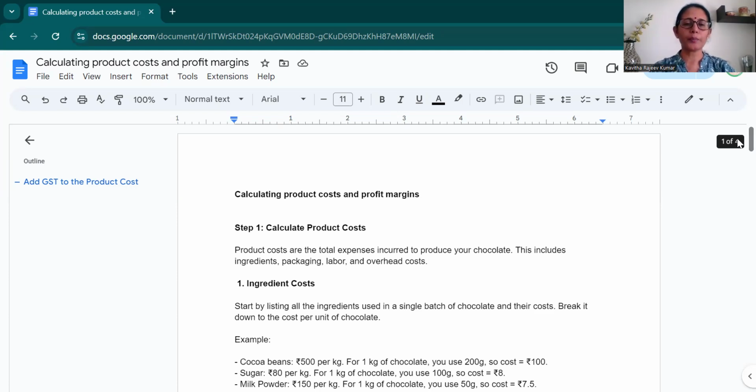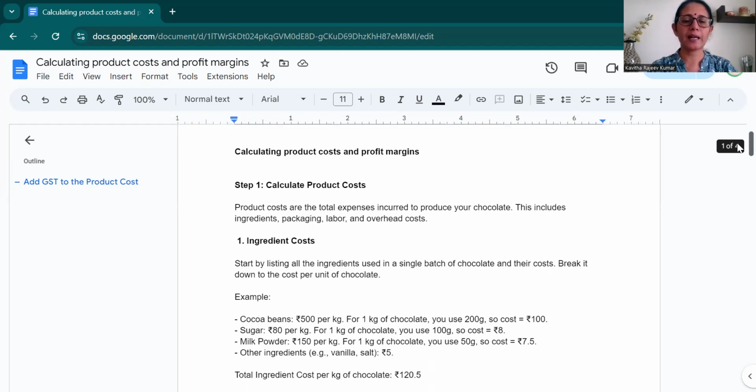Now the product cost is the total expense that is incurred to produce your chocolate. When I say total expense, it includes the ingredient cost, packing, labor, overheads. Let us look into each one of them in detail.